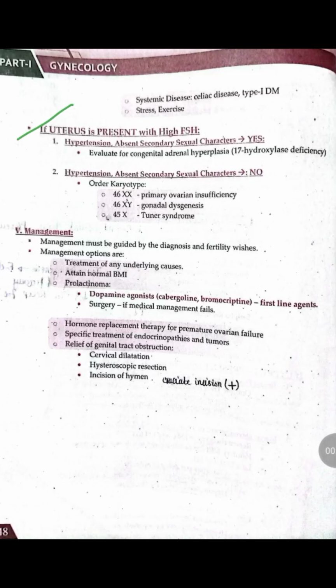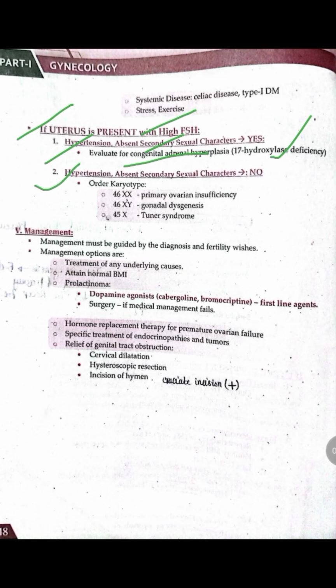Now, if the uterus is present with a high FSH level, then evaluate the blood pressure. If the patient has hypertension and secondary sexual characters are absent, then evaluate the patient for congenital adrenal hyperplasia that occurs in 17 hydroxylase deficiency. In congenital adrenal hyperplasia, the patient has signs of hyperandrogenism due to the congenital absence of certain enzymes involved in steroidogenesis.